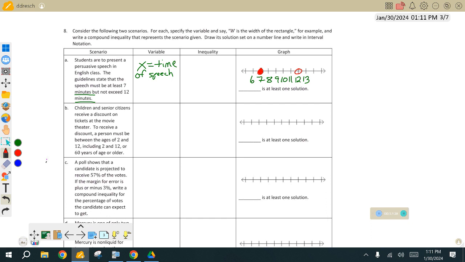If you go up there and speak for the whole 12 minutes, and they say 11:58, 11:59, 12, you're done. Are you still going to be okay? Not exceed 12. You stopped right at 12 minutes. Yeah. Are you still okay? So that means 12 is closed.